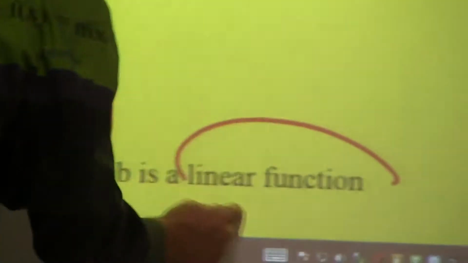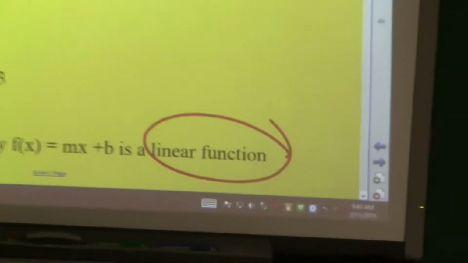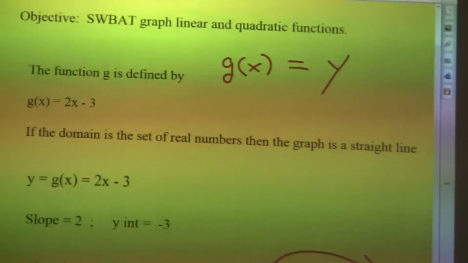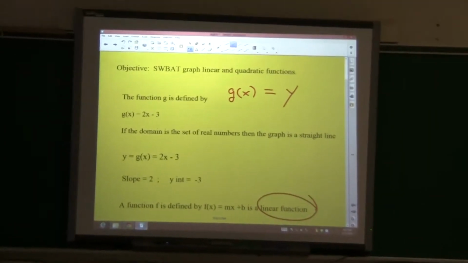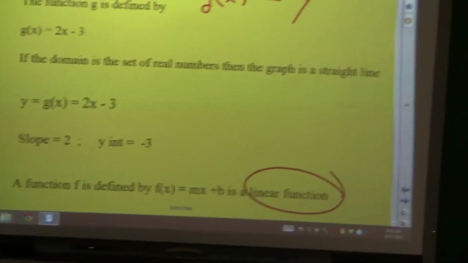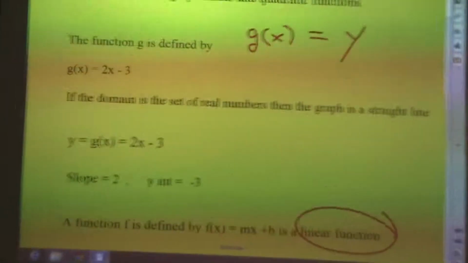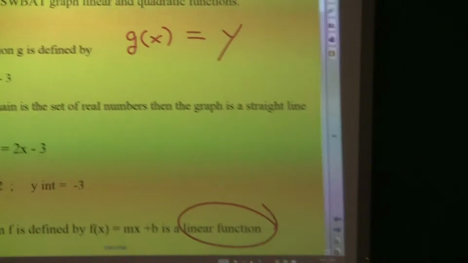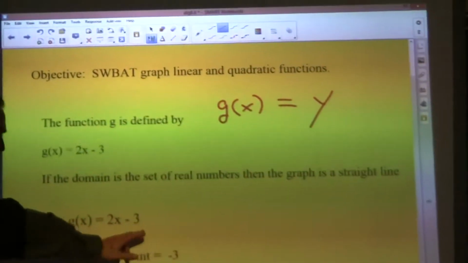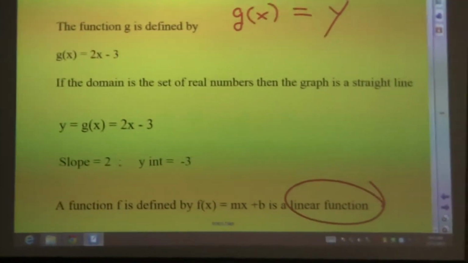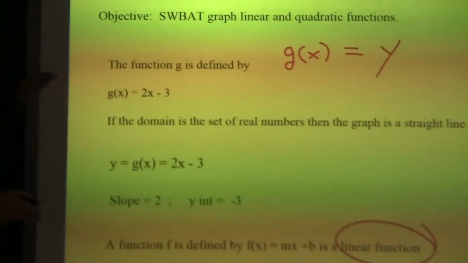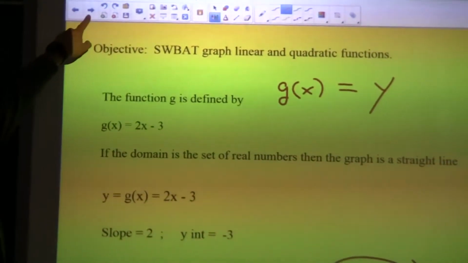This is all review. The function of x in mx plus b is a linear function, or a linear relationship. Everybody sees why the slope is 2 and the y-intercept is negative 3? We're good? That's review. Let's go to something new.